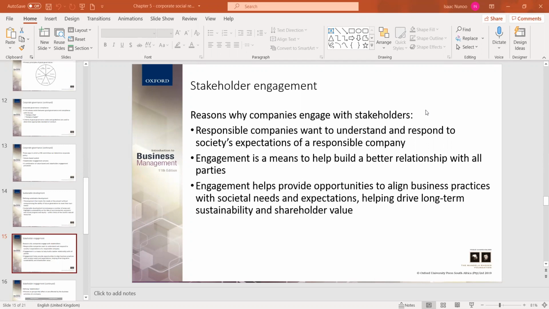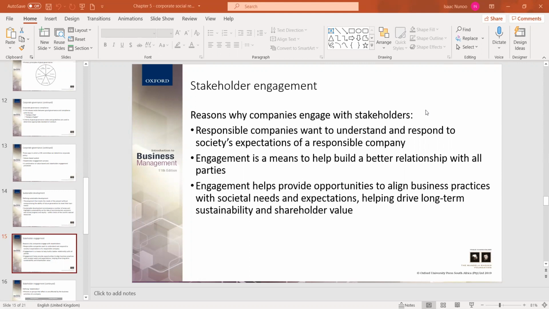Why do you engage stakeholders? Companies engage stakeholders to build better relationships with all parties. They understand and respond to society's expectations. And lastly, they help to provide opportunities to align business practice and societal needs. So they build better relationships, provide opportunities, and align with businesses.